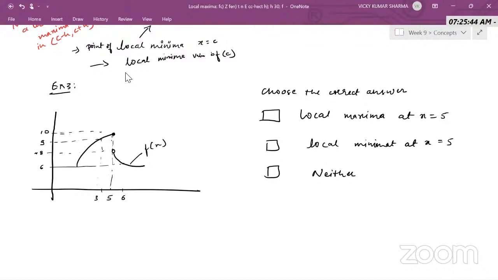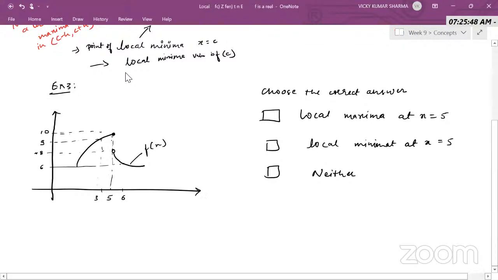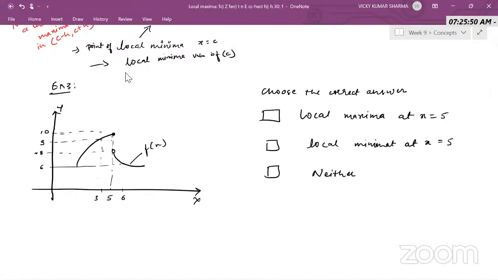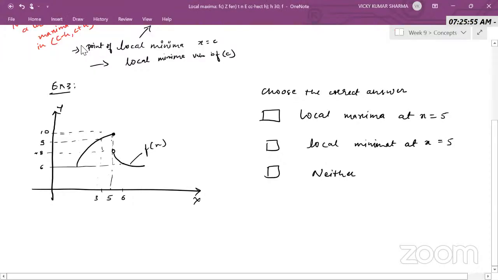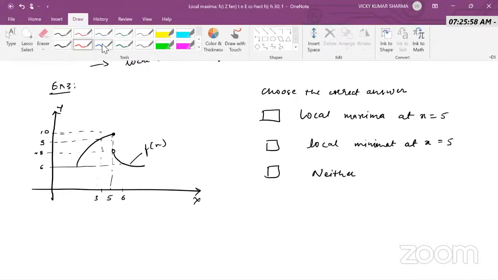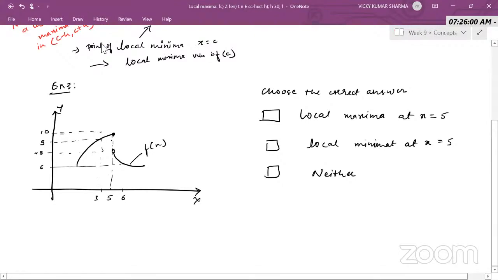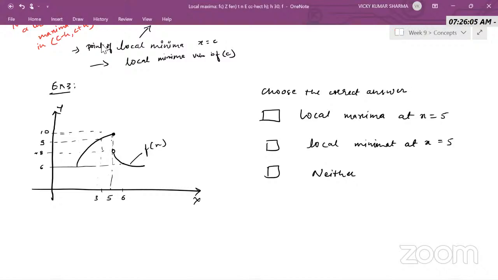So yes, let's discuss this concept. How is this happening? This is my X, this is my Y, and you can see this is our curve. Now you see this. f of x has a local maxima value at x equals 5, so let's check that. Our interval is between 3 to 6. So in this interval, let us see whether this 5 is giving me the local maxima value or a local minima value.